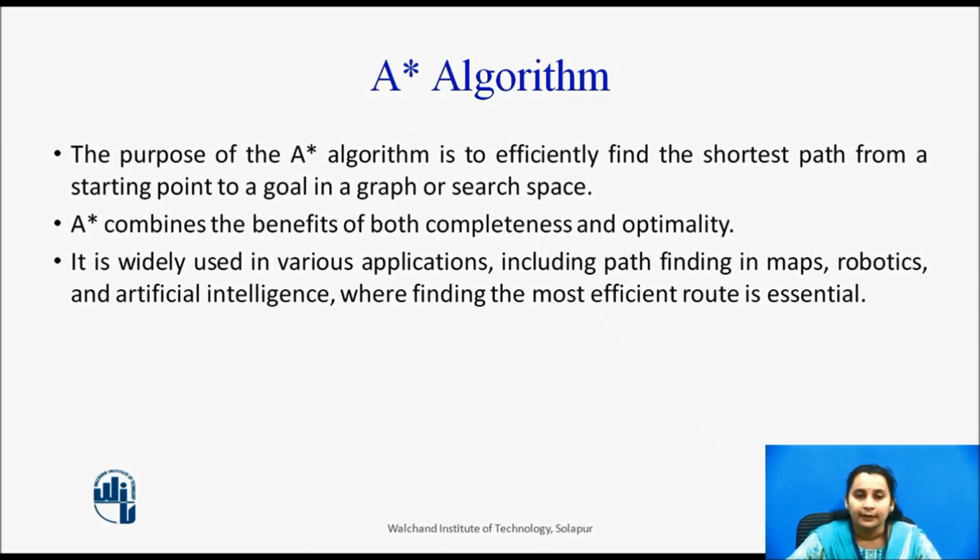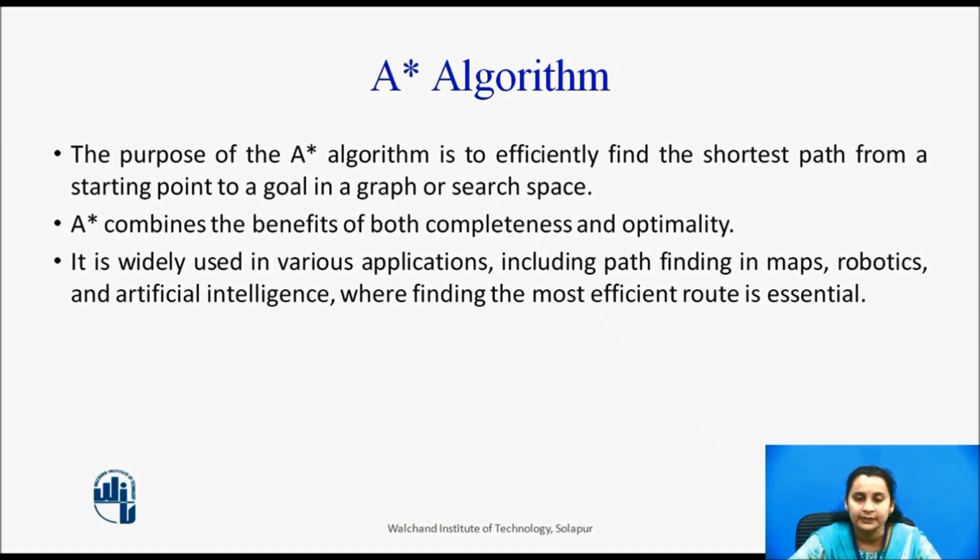A star combines the benefits of both completeness and optimality. Completeness means it is guaranteed we will get a goal state: if that goal state is present in that graph, we are guaranteed to reach it. And optimality means we will get an optimal solution, that is, one closer to the best solution. The A star algorithm guarantees to give the optimal solution.